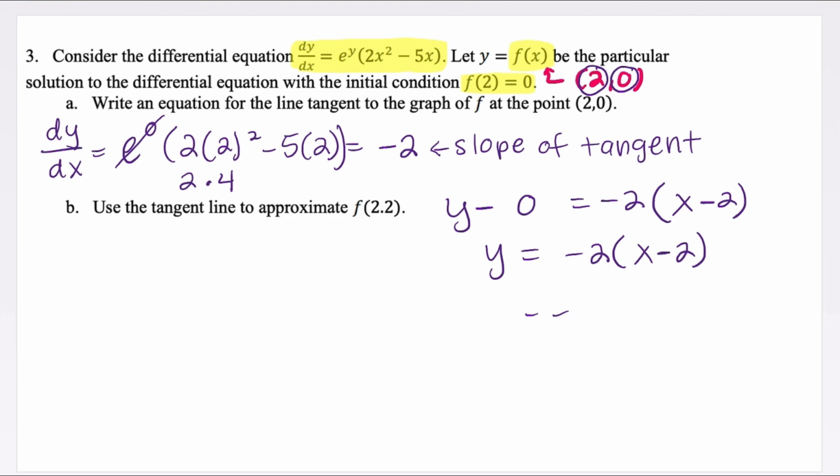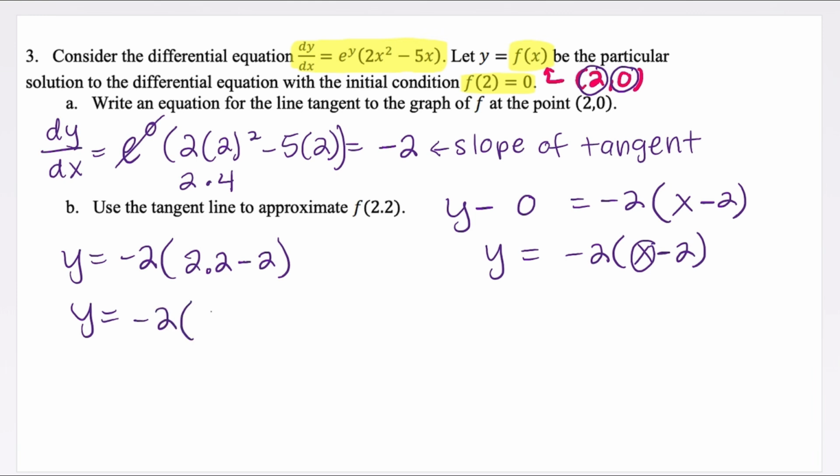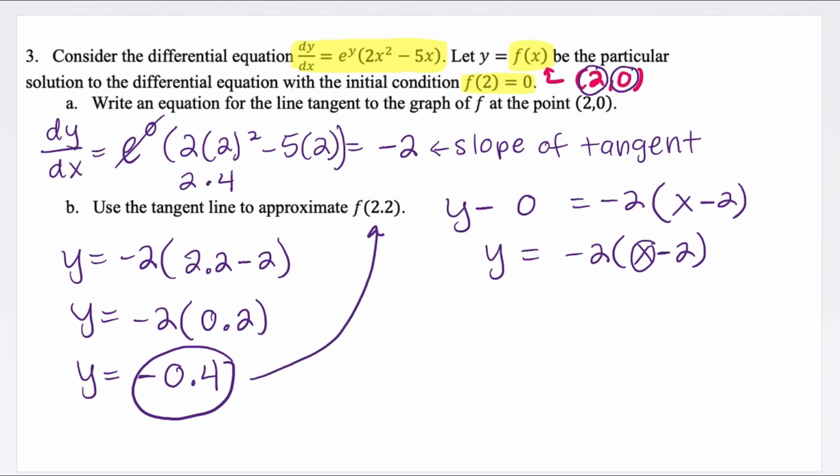All right, so I'm going to go ahead and plug in 2.2 for my x value to do my linear or tangent line approximation. So I'm going to do y equals negative 2 times 2.2 minus 2. So y equals negative 2 times 0.2, which will be y equals negative 0.4. So negative 0.4 would be the approximation at f of 2.2 on that original function.